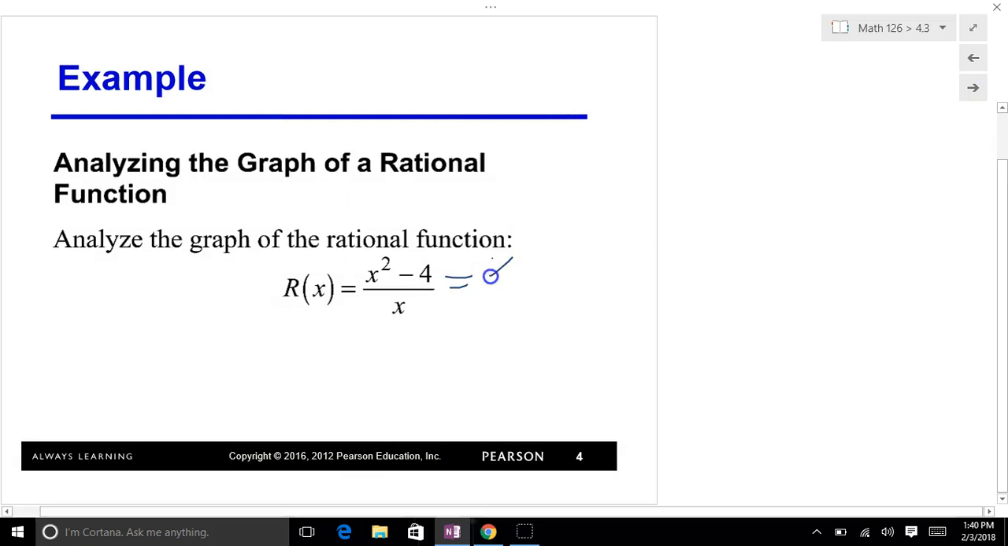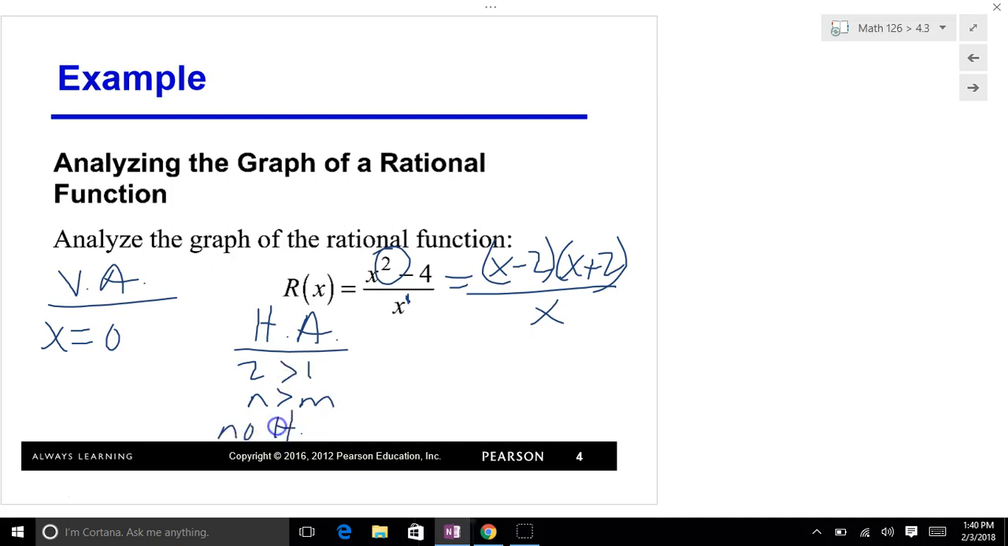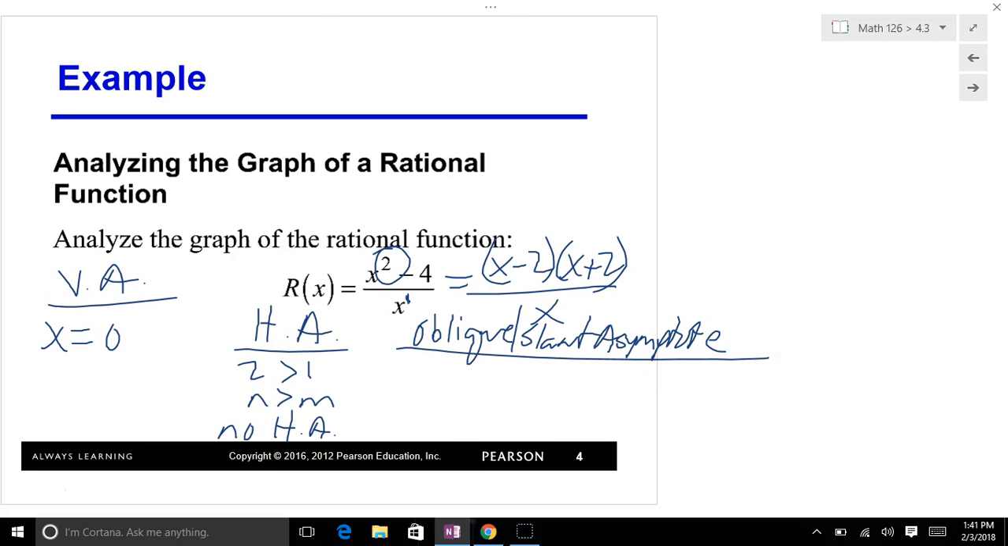If we factor this one again, we've got x minus 2 times x plus 2, all over x. There's nothing that cancels out, so you're going to have a vertical asymptote at the denominator's zero, x equals 0. For the horizontal asymptote, the degree of the top is 2 and the degree of the bottom is 1. Whenever the degree of the top is greater than the bottom, so 2 is greater than 1, there's no horizontal asymptote. Now it's only one bigger, so we want to do the division because we're going to have an oblique or slant asymptote here.